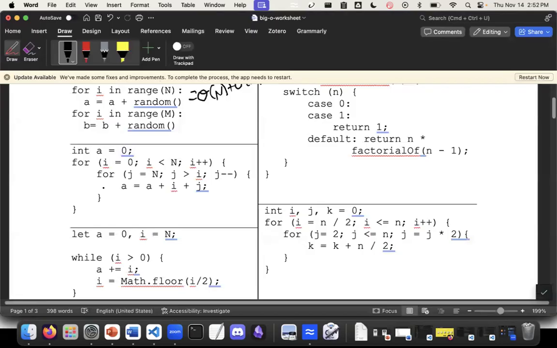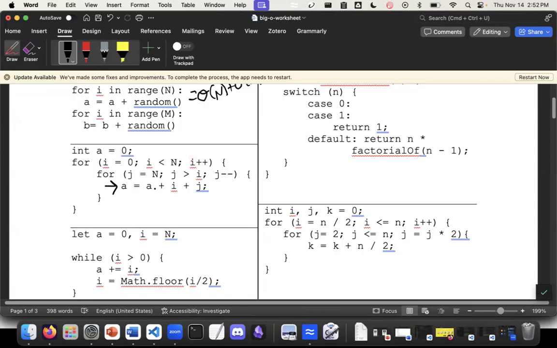Okay, so let's look at this one, this line. I'm just concerned with the big O at this point. So let's look at this line. How many times does this line happen?